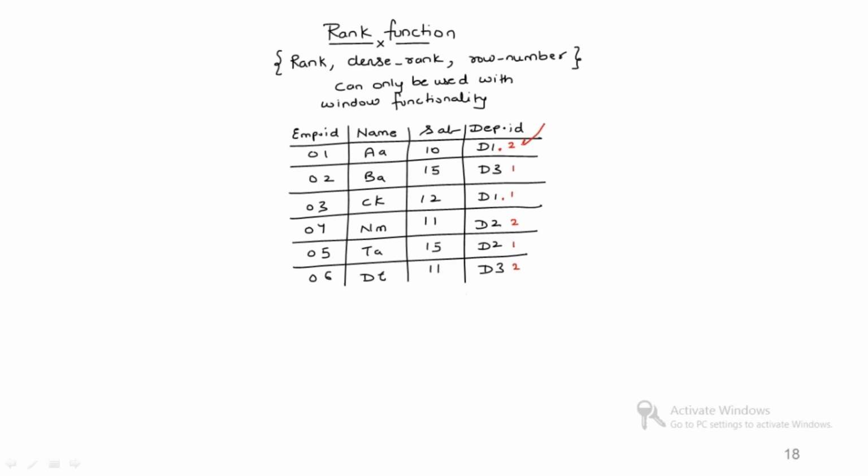I want to generate this kind of data where within each department, we have a rank of employees according to their salary. This is my objective. Now again, we have to apply a window. So let's create the first step, which is creating a window or partition. This is known as windowing or creating a partition. So let's create a window.